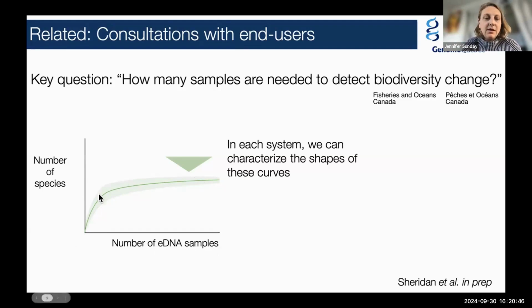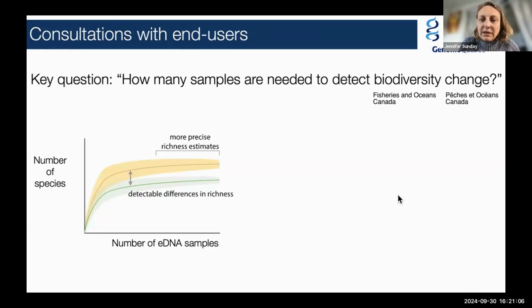And we expect diminishing returns in a curve like this. And we can do this for our system, and we've been doing that. So we can identify how many samples, what's the likelihood that we're missing species, given this technology, and how many samples do we need? But the other thing that we can do is ask this second question, which is, how many samples do we need to detect differences over time or over space?